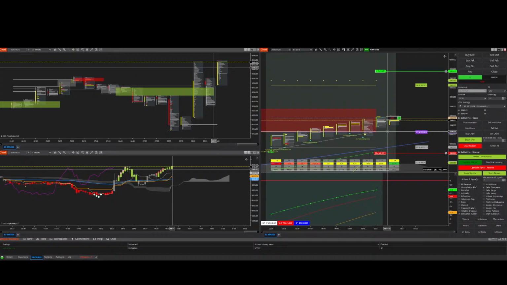And we're at the high of the session still here, so this is a very crucial point. When we zoom out, we can see that price couldn't make it any higher than this earlier.